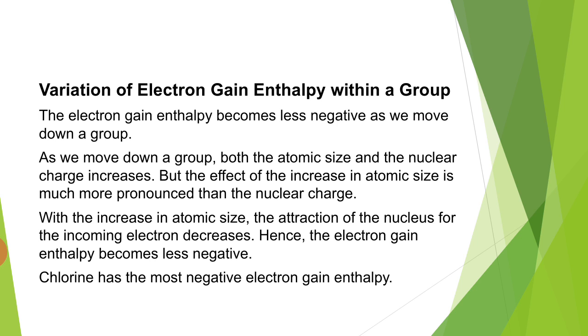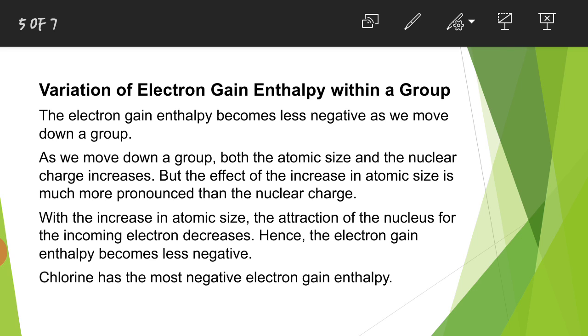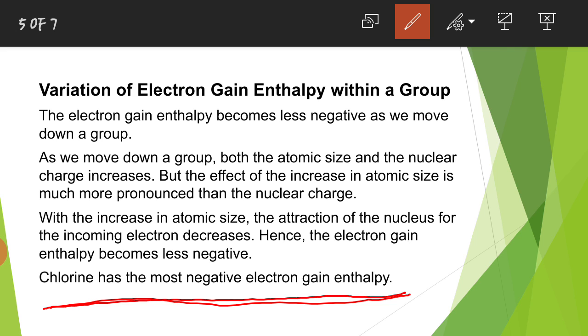Chlorine has the most negative electron gain enthalpy.